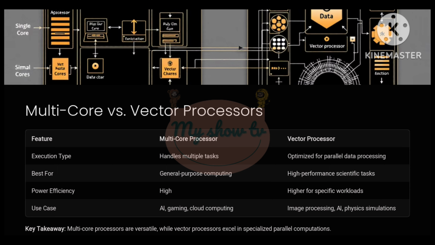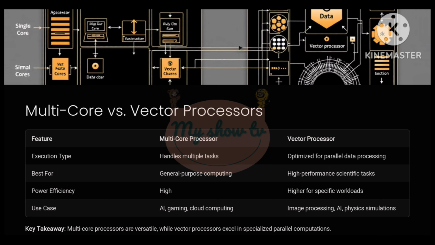1. Execution type. Multi-core processor, designed to run multiple independent tasks at the same time. Each core executes a separate instruction stream to improve multitasking. Example: running a web browser, video editor, and gaming application simultaneously. Vector processor uses single instruction, multiple data (SIMD), where one instruction operates on multiple data points at once. Optimized for handling large datasets efficiently. Example: a vector processor simultaneously performs thousands of calculations in weather simulations.